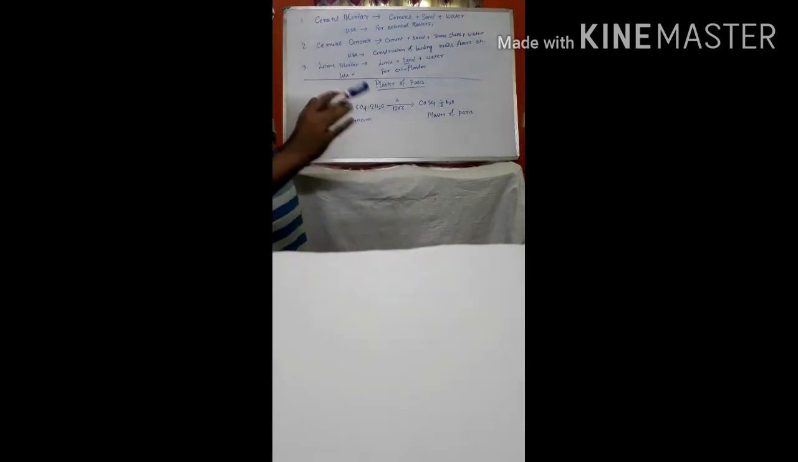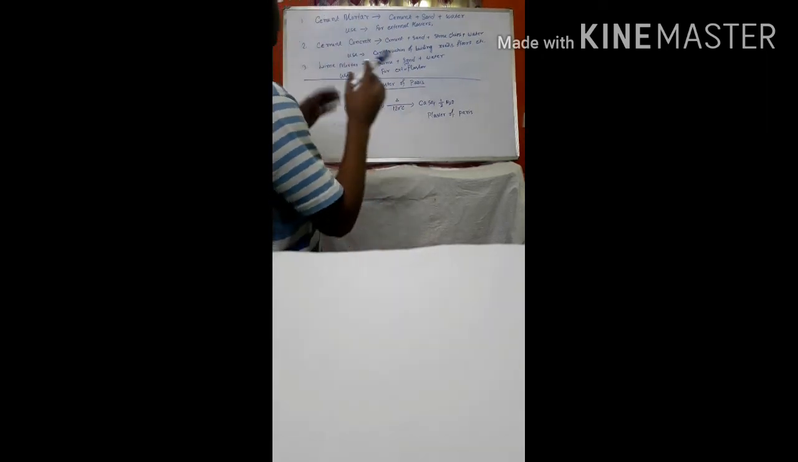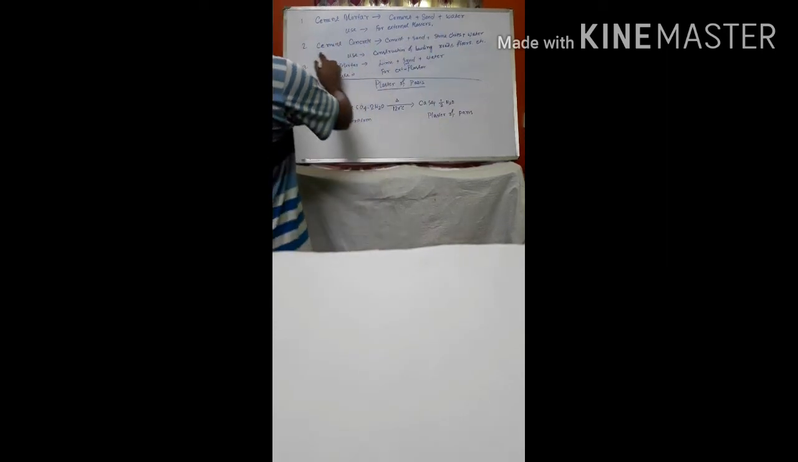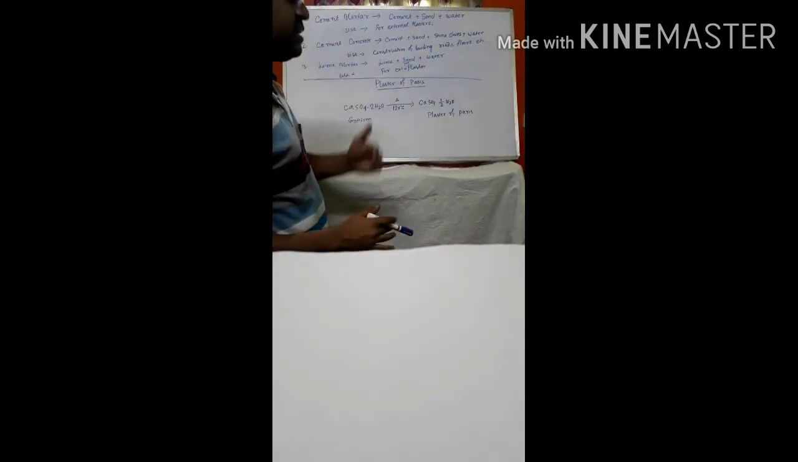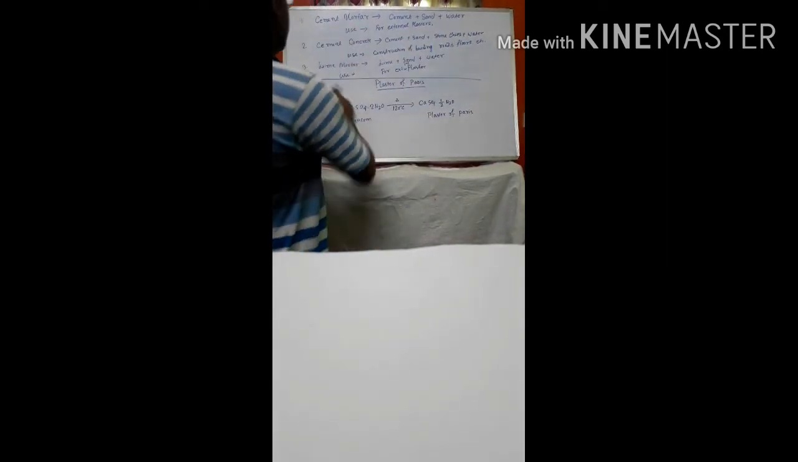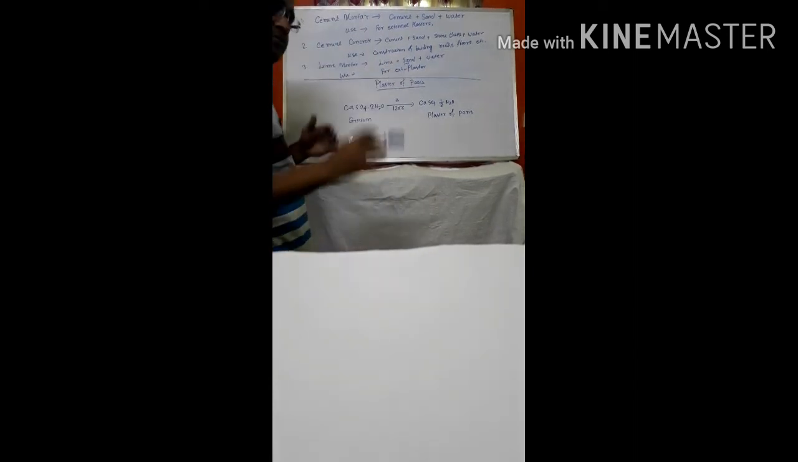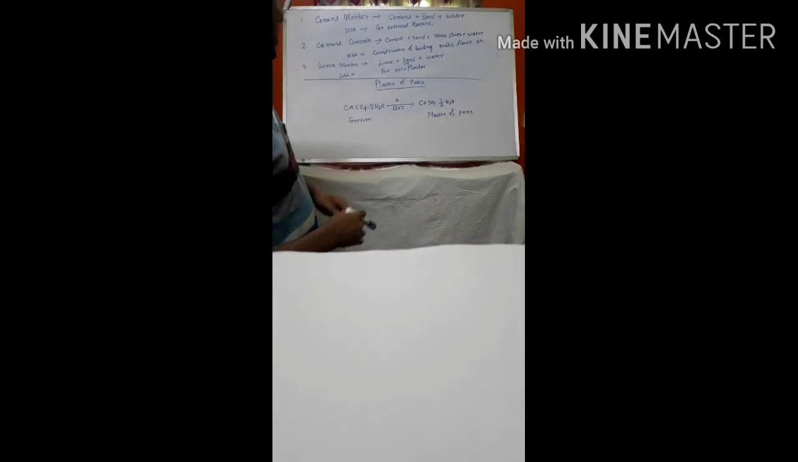Now lime mortar. Lime mortar is a mixture of lime, sand and water. Cement mortar is cement, sand and water. Cement concrete is cement, sand, water and stone chips. Lime mortar is lime, sand and water. Lime mortar is also used for internal or external plaster, or for the construction of buildings, etc.